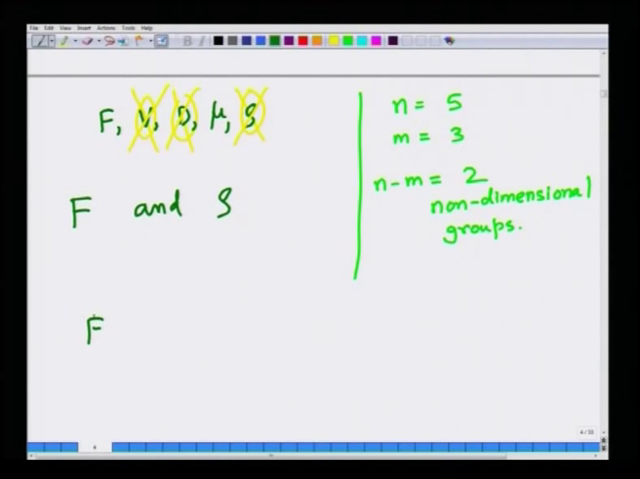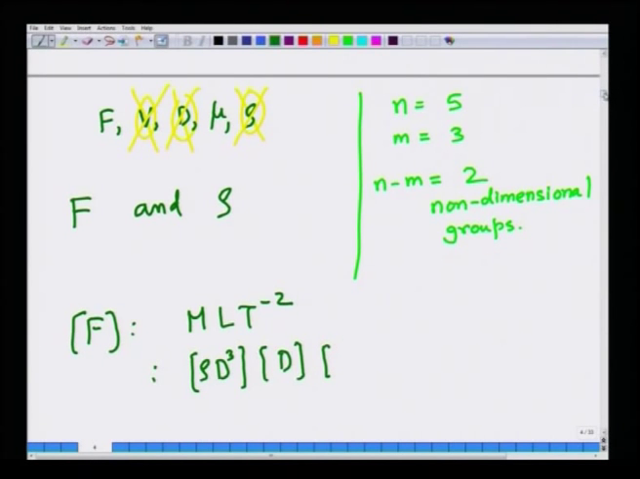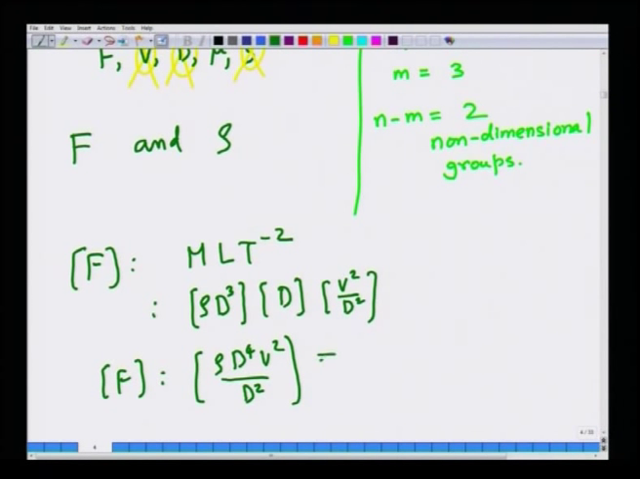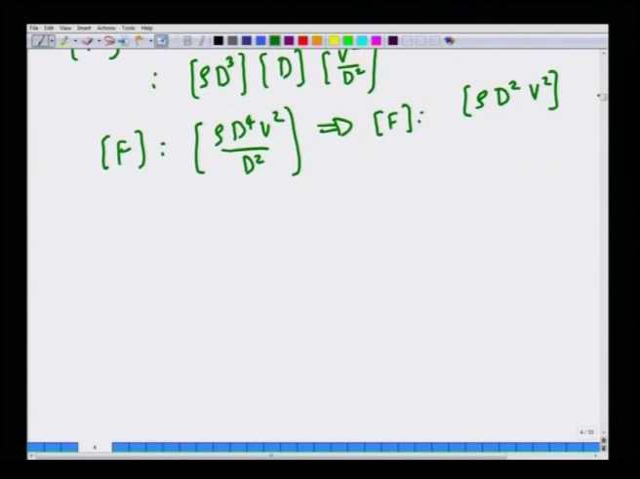The dimensions of f are M L T to the minus 2. Mass is rho d cubed in our repeating variables. Dimensions of length is d, dimensions of time is essentially d by v, so we have time inverse squared, which is v squared by d squared. So, the dimensions of force will be the same as rho d to the 4 v squared by d squared, or the same as the dimensions of rho d squared v squared. So, you can non dimensionalize force by rho v squared d squared.